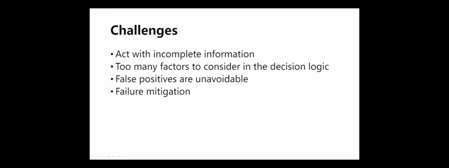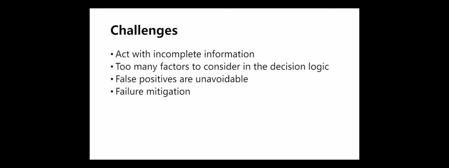And the last part, I'm going to talk about the challenges of Narya. The first one is acting with incomplete information. Failure mitigation has to act with incomplete information since the underlying root cause is not known. For Narya, this challenge is even more pressing since the failure has not happened yet.